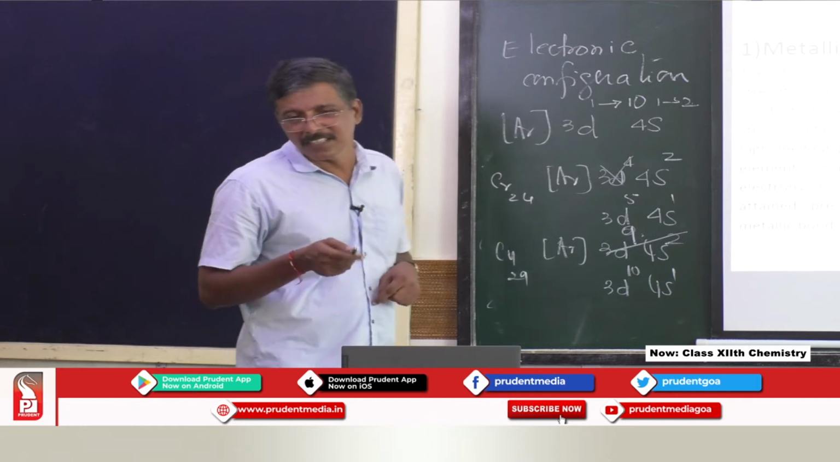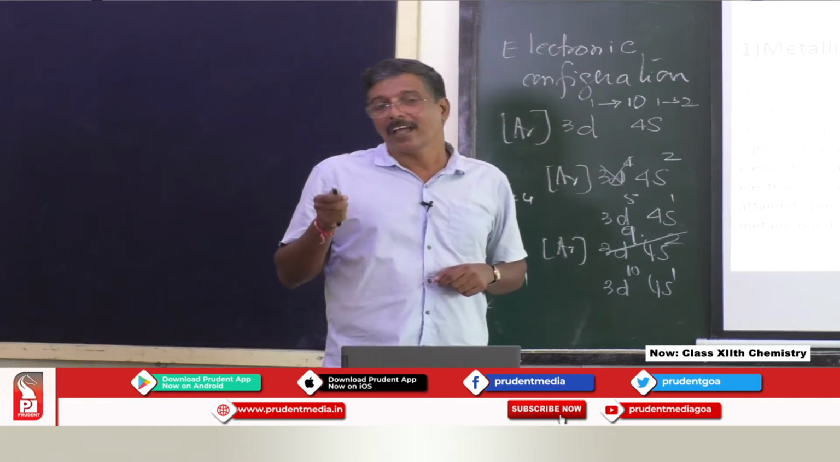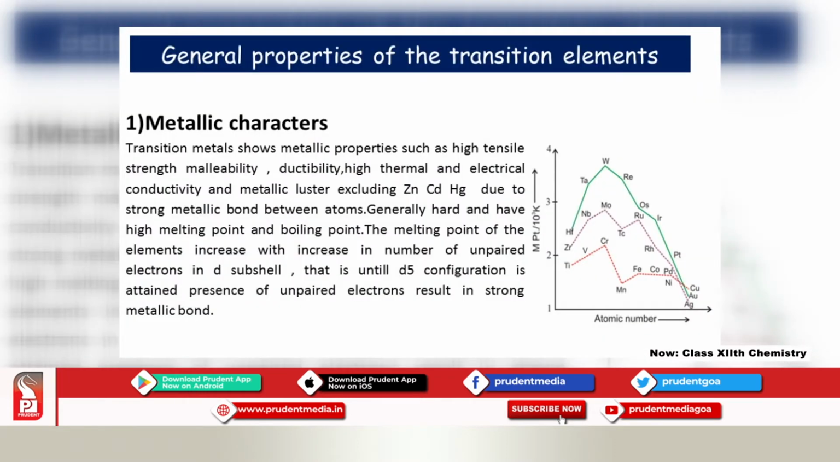What is the reason? Zinc, cadmium and mercury come under d10. They are the last elements present in the series. And there is a strong metallic bond between these elements, because of that they are metals. The melting point of the elements increases with increasing number of unpaired electrons in the d subshell. That is, until d5 configuration is attained, the presence of unpaired electrons results in a strong metallic bond.